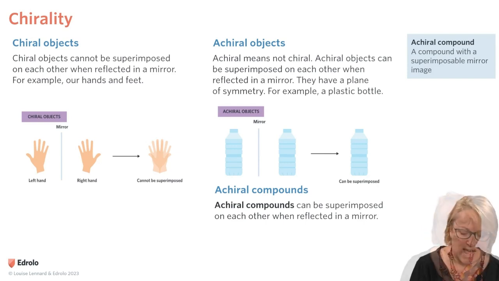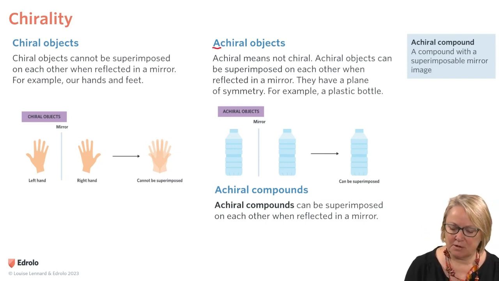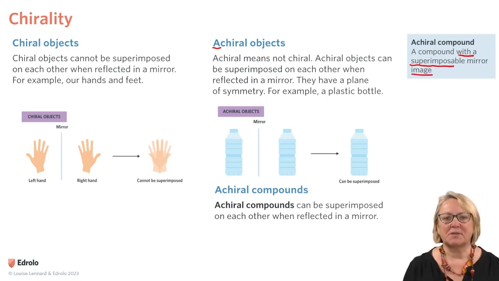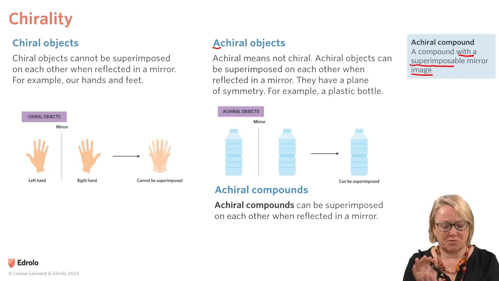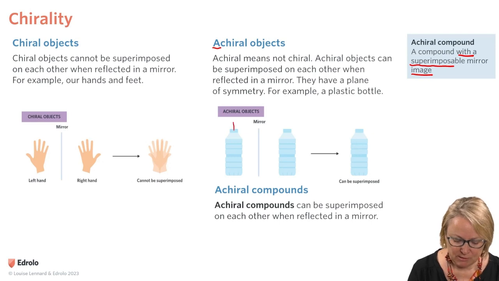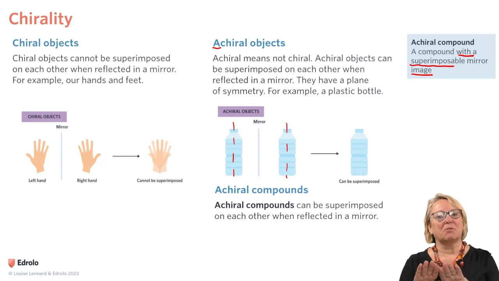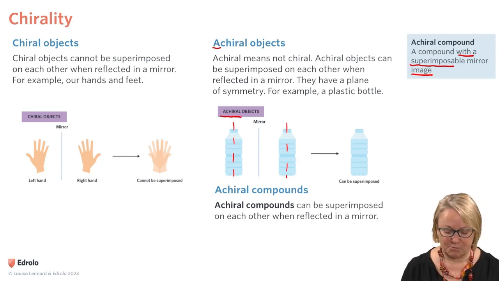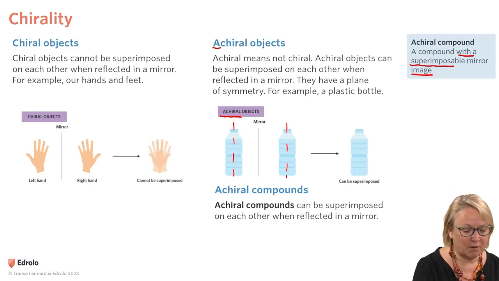Achiral, where the A means the opposite, describes a compound with a superimposable mirror image. Its mirror image can be superimposed on top of itself. It has a plane of symmetry. For example, this bottle, if we divide it in half vertically, then its mirror image can be superimposed onto it. So it's an achiral object. Achiral compounds can be superimposed on each other when reflected in a mirror. Chiral compounds can't be superimposed.